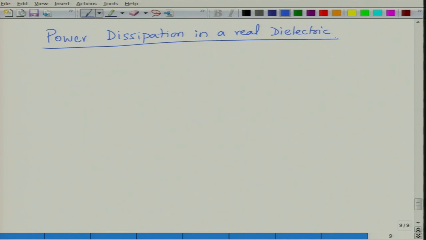So now what we will do is look at power dissipation in a real dielectric. To do this, we first express the conductivity of a dielectric. So, we write sigma AC as basically a sigma DC component, which is from the DC conduction, plus the other component, the frequency dependent component, that will be omega kappa double prime into epsilon naught.